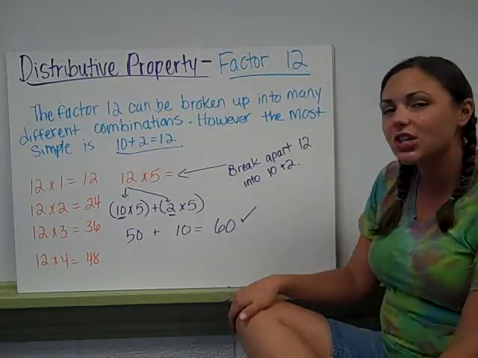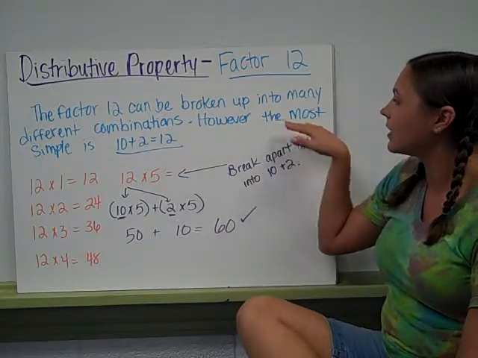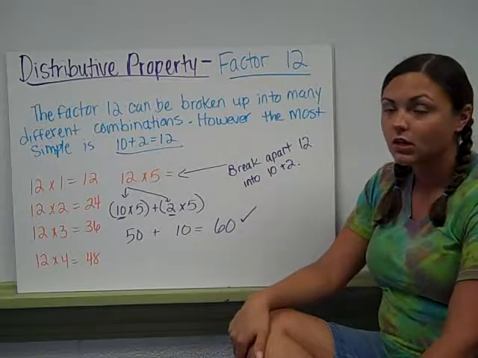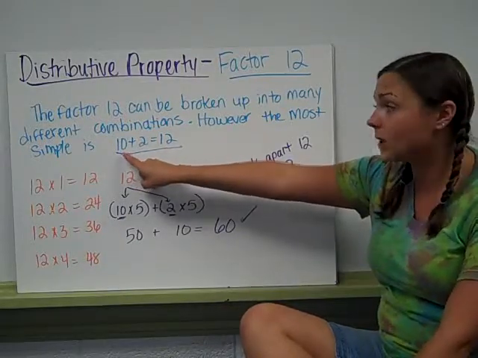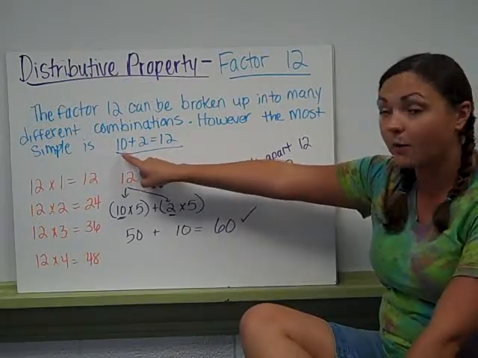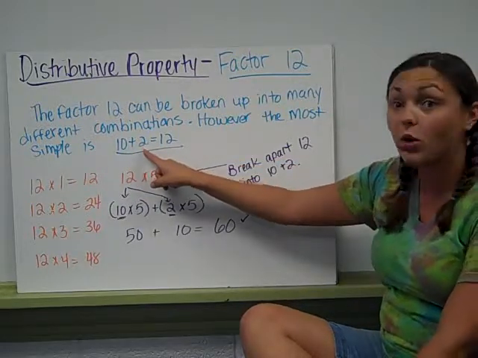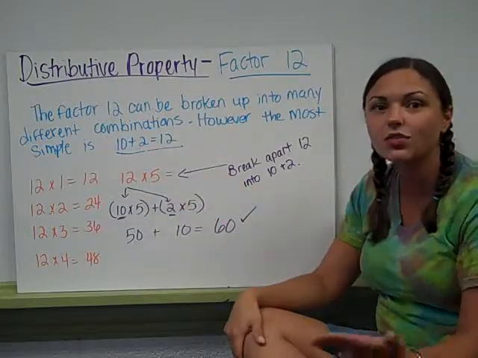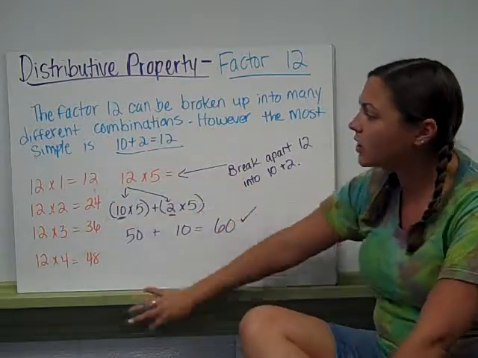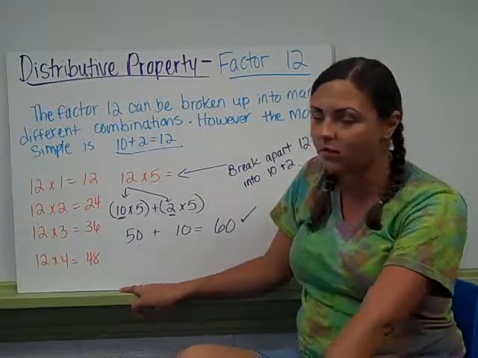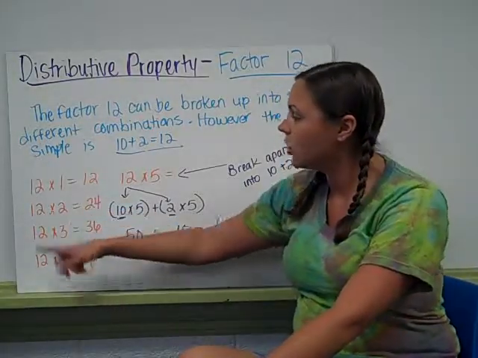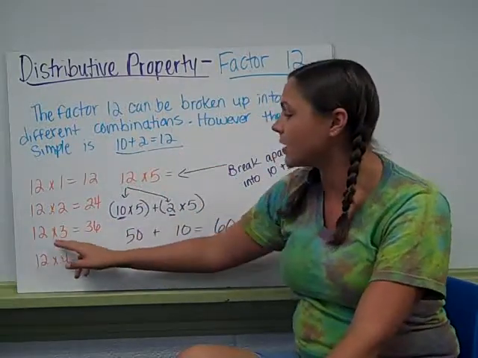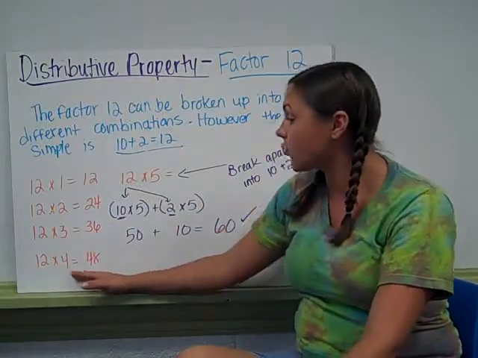But what I'm going to suggest to you is that the most simple way to break 12 up is into 10 and 2. Because we know how to multiply by 10 and count by multiples of 10. And for the most part, we know how to multiply by 2 and count by multiples of 2. So those are just two easier numbers we can work with. If we're looking at our 12s table, or our 12 facts, 12 times 1 is 12, 12 times 2 is 24, 12 times 3 is 36, 12 times 4 is 48.